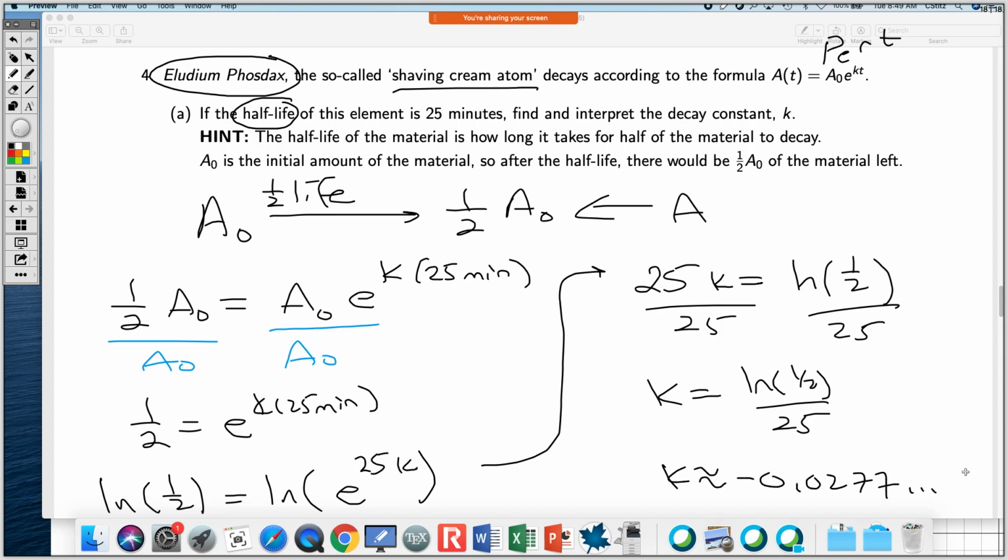Okay? And so to interpret that, well, the negative means that it's decay. And 0.0277, that's roughly 2.77%. So the decay rate is roughly 2.77%. Okay? So the negative tells us it's decay and not growth, and the rate is about 2.77%. Any questions on finding the decay rate given the half-life?